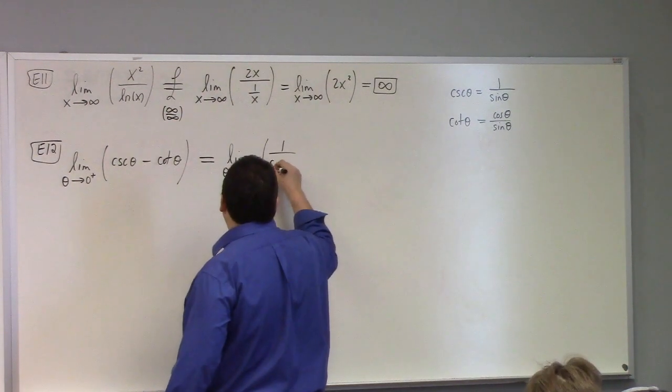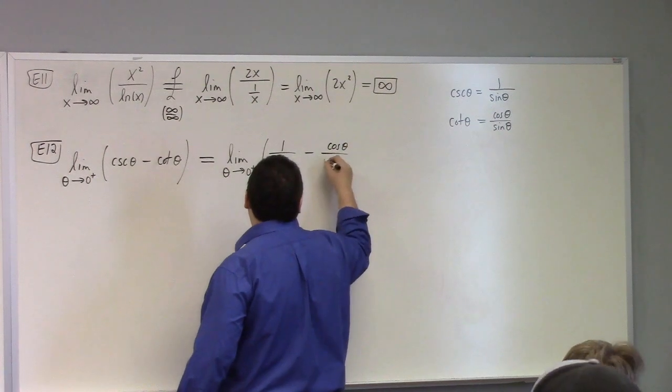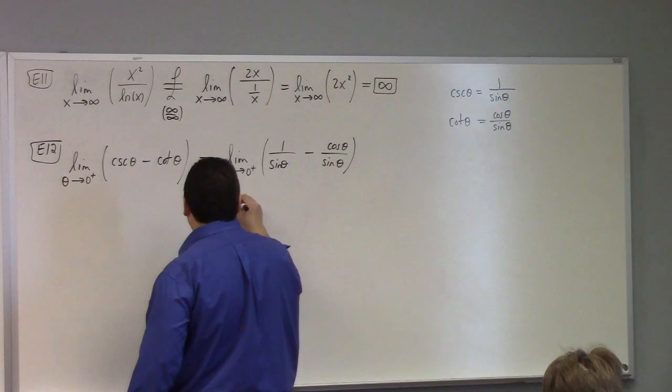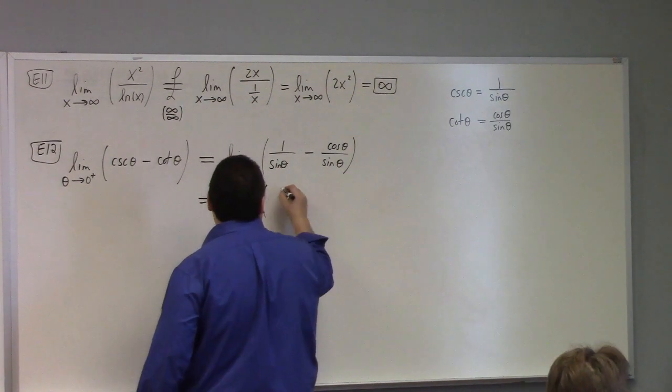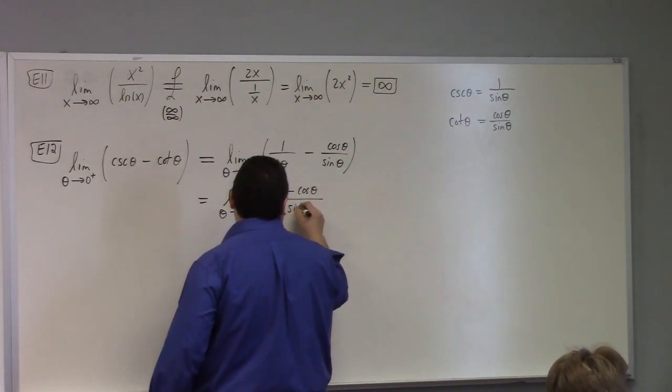One over sine? Yeah, cosine theta over sine theta. It looks like we've already got a common denominator. It's just waiting there for us to use, isn't it? So limit as theta goes to 0 from the right of (1 minus cosine theta) over sine theta.